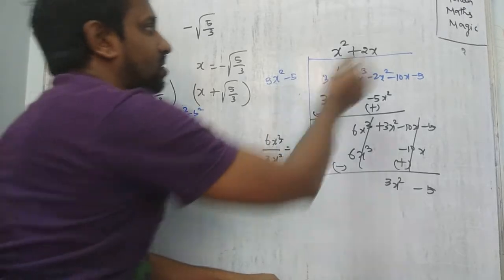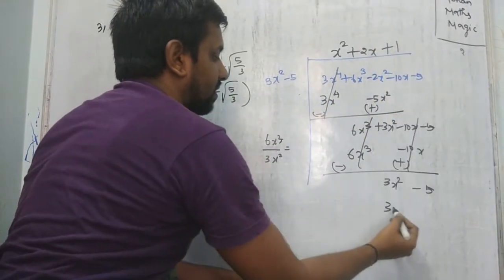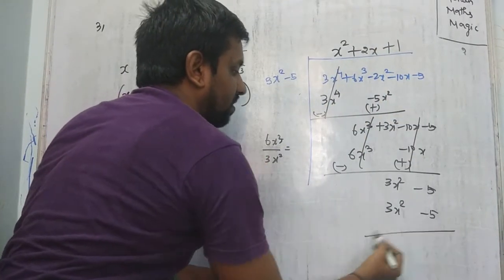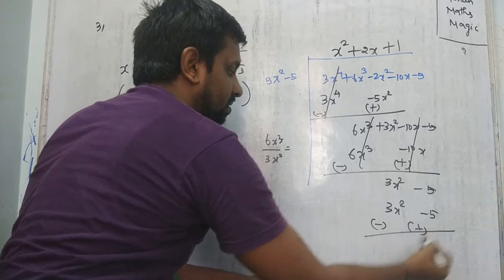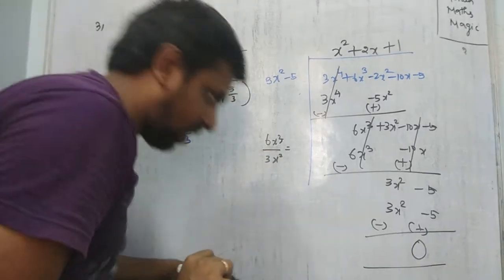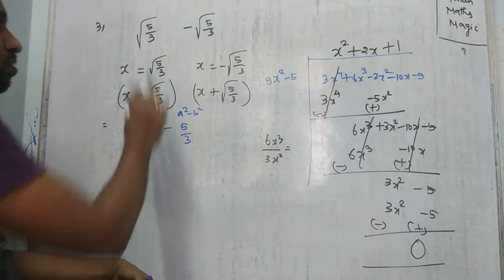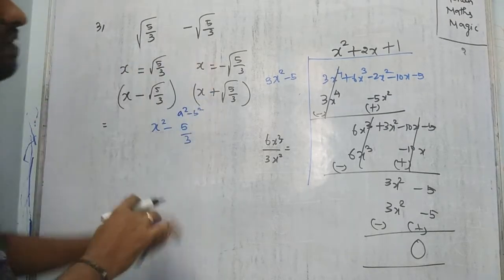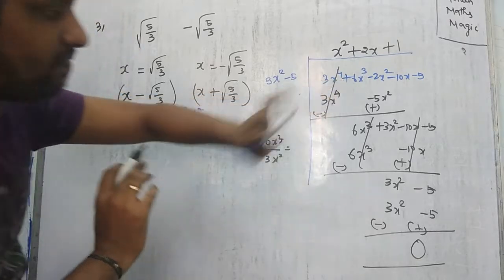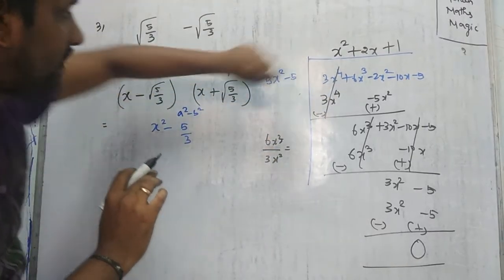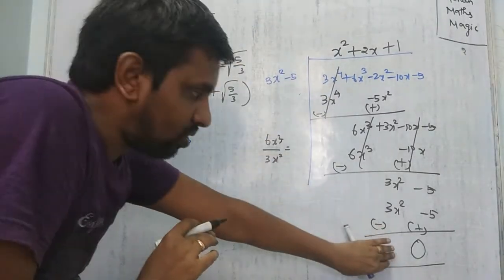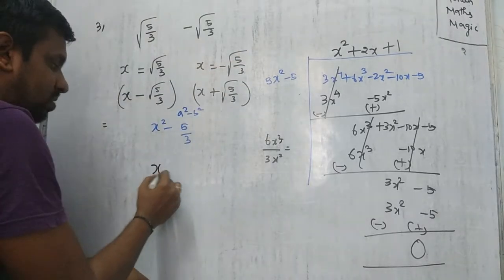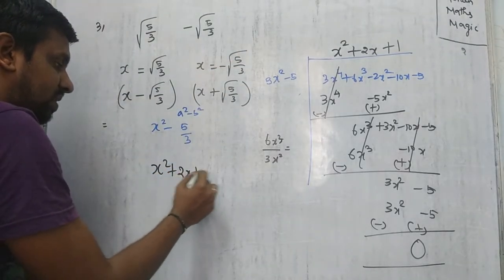Again, first term by first term, I got plus 1. So here 3x square minus 5. What remainder did I get? Zero. So with remainder 0, find the other zeros. One zero is root 5 by 3 and the other is minus root 5 by 3. The highest power is 4, so there must be 4 roots, and 2 roots are already given. Remainder is 0, so take the quotient: x square plus 2x plus 1.